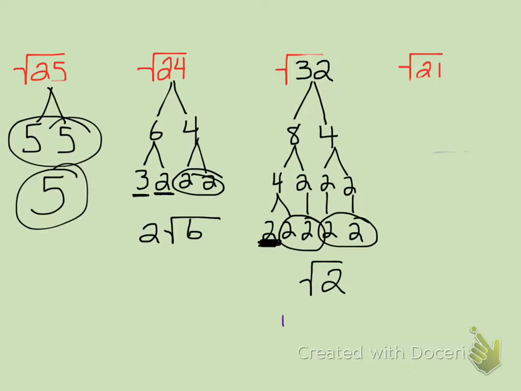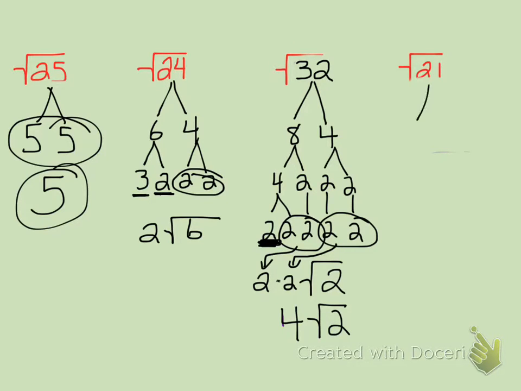When you break out of jail, you multiply. Think about that. When you break out of jail, you multiply. So we're going to have one 2 breaking out, then we're going to have another 2 breaking out, and they are going to multiply. 2 times 2 is 4, so we end up with 4 square root 2.